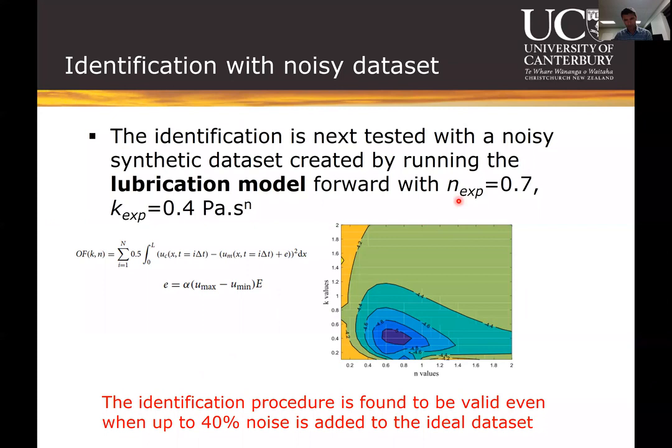If you introduce some noise into the artificial experimental data, we see that this contour plot still has a clear minimum, and this minimum is still close to the required values for N and K of 0.7 and 0.4. So that means that the problem is unique and appears to be robust to noise in the input data.